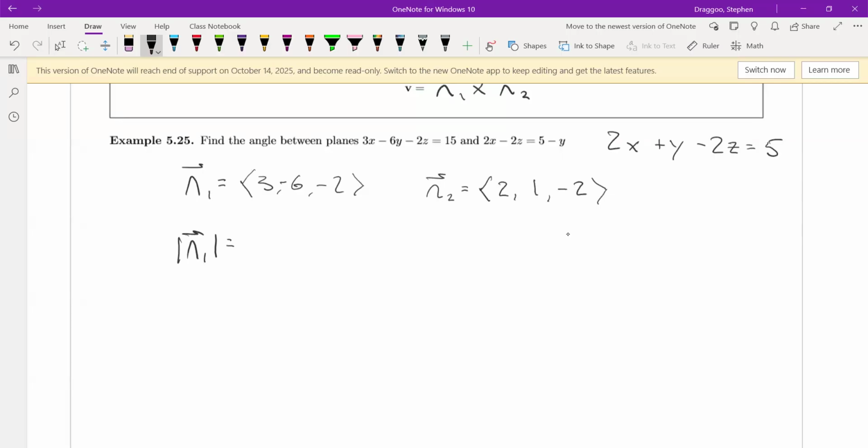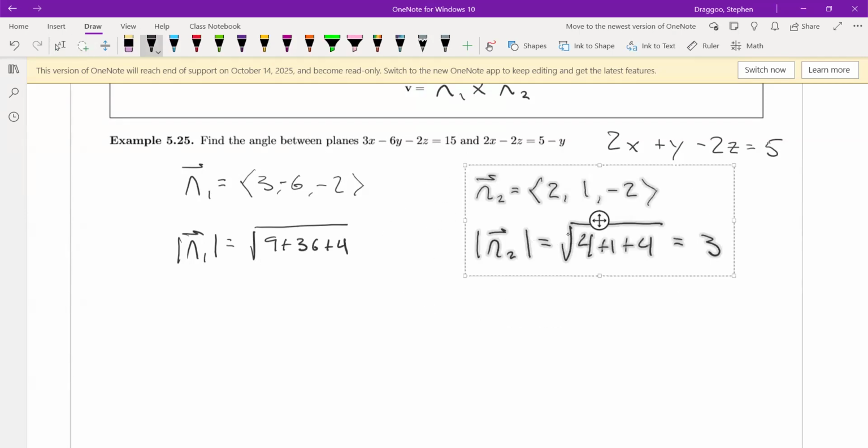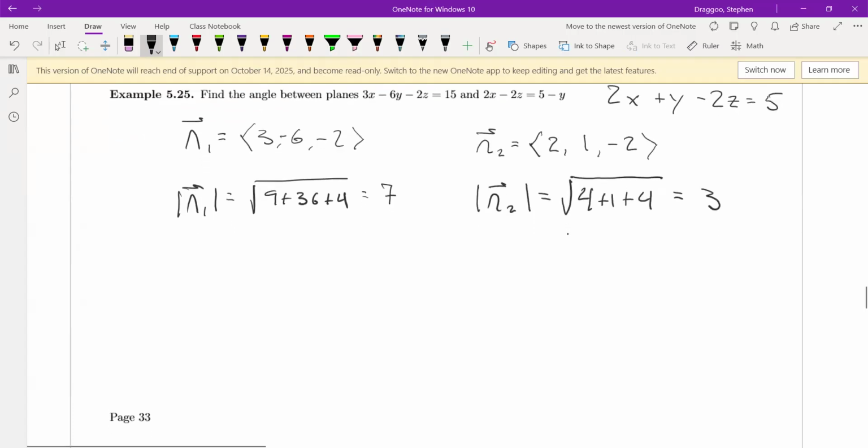Oh well. But yeah, I wanted also to get the magnitude of these two normal vectors, which looks like 9 plus 36 plus 4, and a magnitude of that second one, 4 plus 1 plus 4. So the square root of 9 is 3. And on that first one, 36 and 4 is 40, plus 9 is 49. Square root of 49 is 7. Not as much whispering that time, so I think those numbers are right.